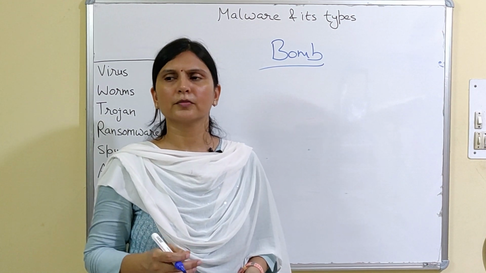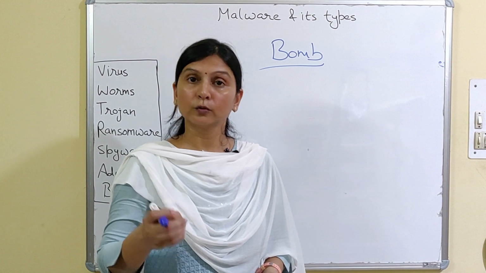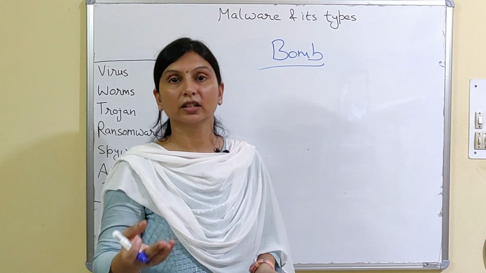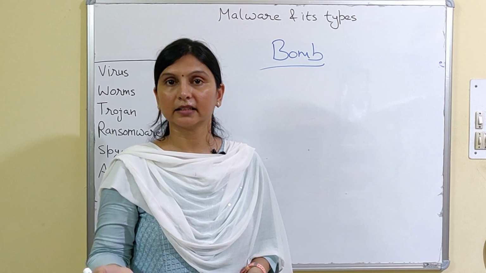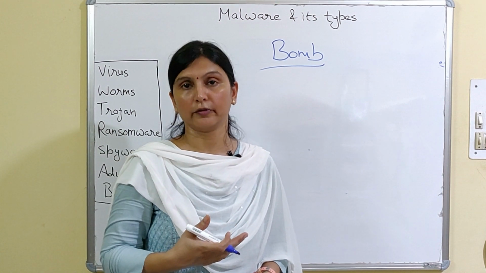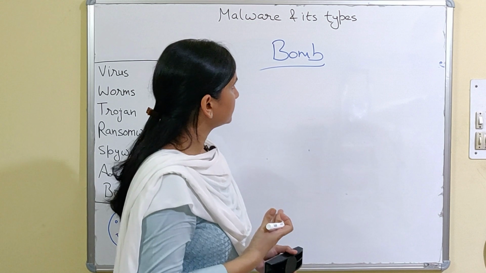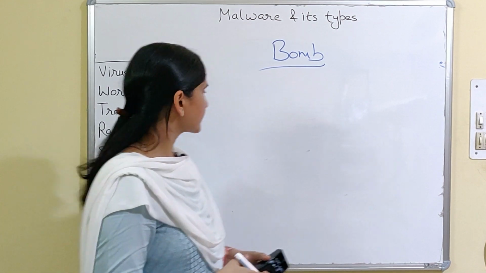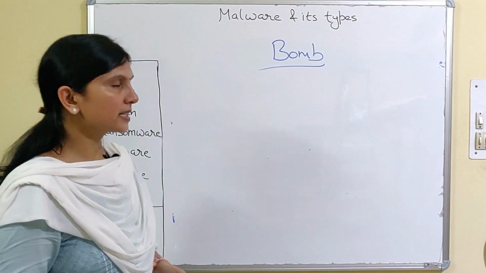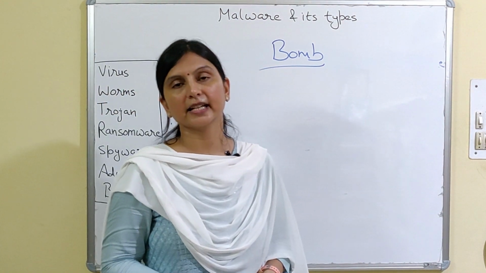And examples of bombs involve date and time. Like Friday 13 is the name of a bomb. Like Happy Birthday 30. These are the names of bomb malware. So today we discussed malware and its 7 types. I hope all these are clear.